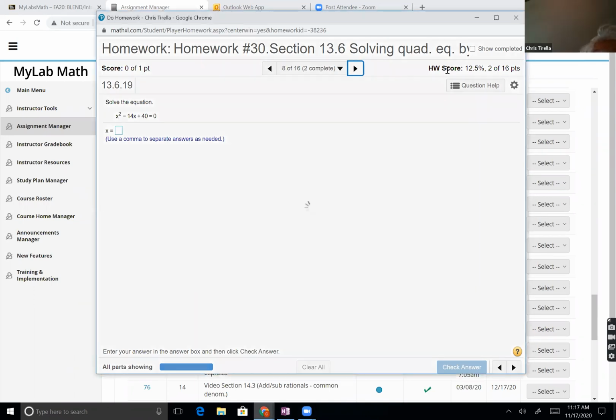Then this is kind of similar, except with this one you have to be careful because your signs will be different, not the same. This one again is similar, where we've got x squared minus 14x equals 0. I've got an exponent, so I know I have to factor.